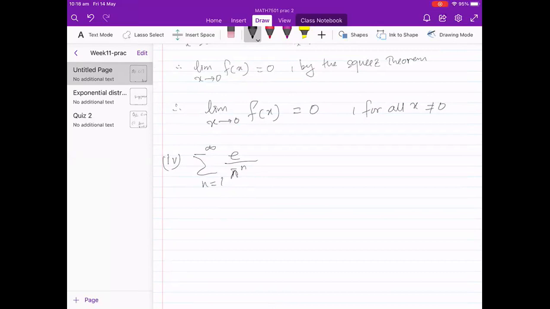What sort of method are you going to use? E can be moved out, yes. So what's the purpose?